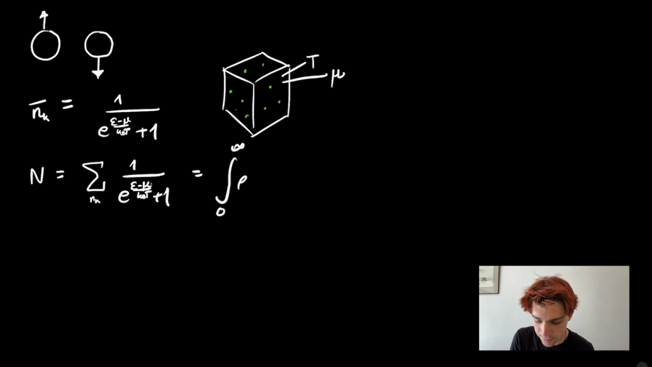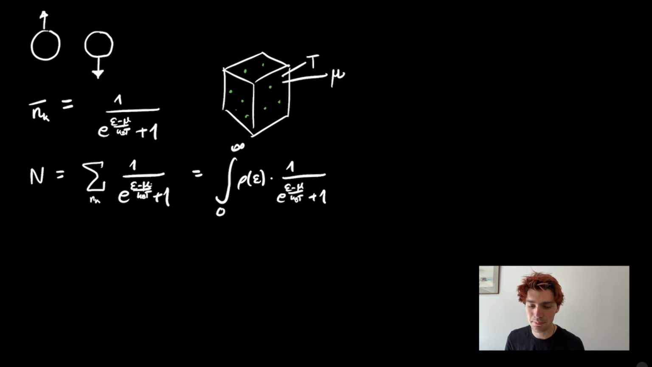Density of states multiplied by the Fermi distribution, e to the (epsilon minus mu) over kBT, plus 1. If you're not comfortable with this step, I explain it a little more in the Bose-Einstein condensate video. But basically, I'm doing an integral over energies to calculate the total number of states, n, multiplying in each case by the density of states in order to account for the fact that you can have multiple states at the same energy.